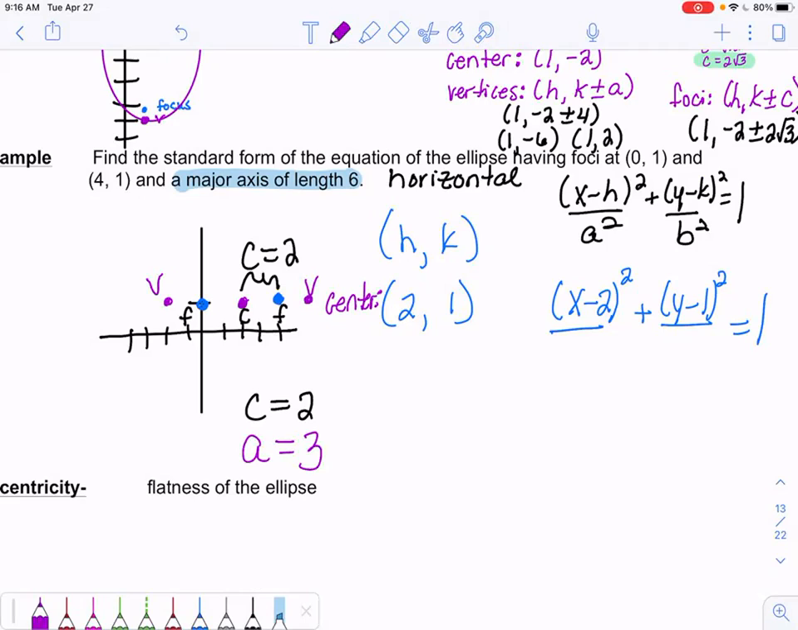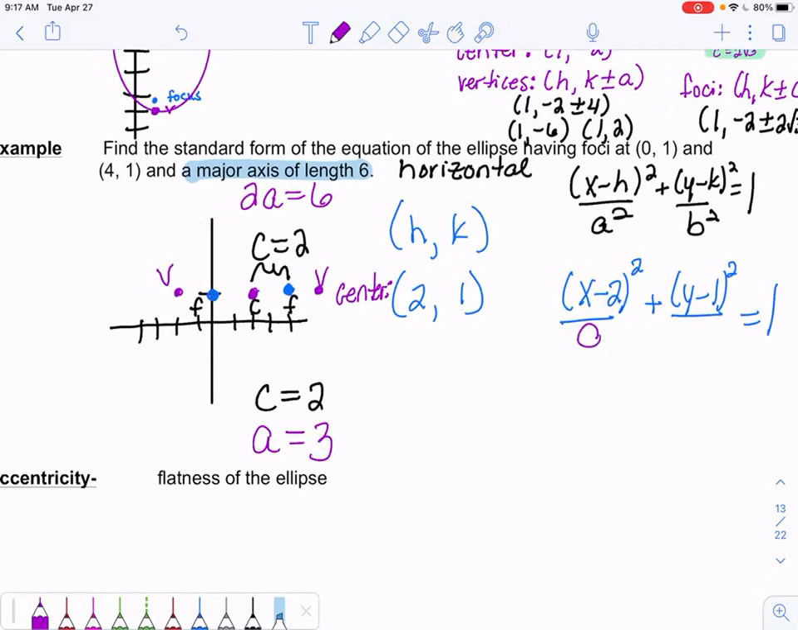So the major axis is 2A. Double A. A is one distance from the center to one vertex. So if I double that, I get the entire length of the major axis. So we said this was horizontal. That means my A value is 3. When you square that, it's 9. And that 9 goes underneath the X term because it's horizontal.